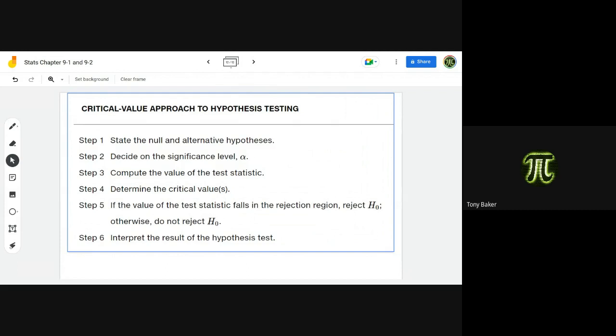Okay. All right. Since I finished that quickly, I'm actually going to go on.